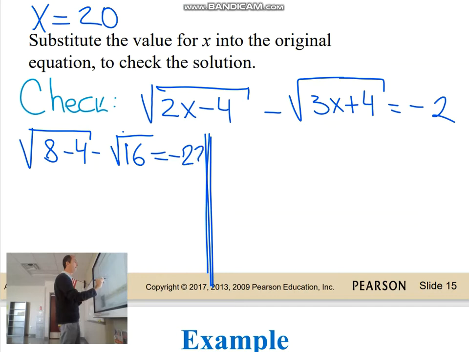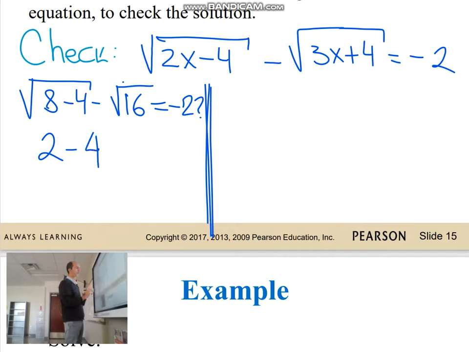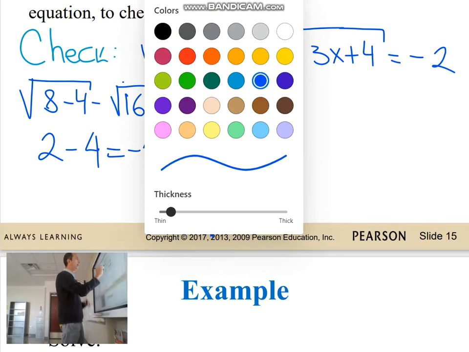And we have 8 minus 4 is 4, square root of 4. What's the square root of 4? 2, minus square root of 16. The square root of 16 is 4. Is this equal to negative 2? Yes! Yes, this is. That's true.